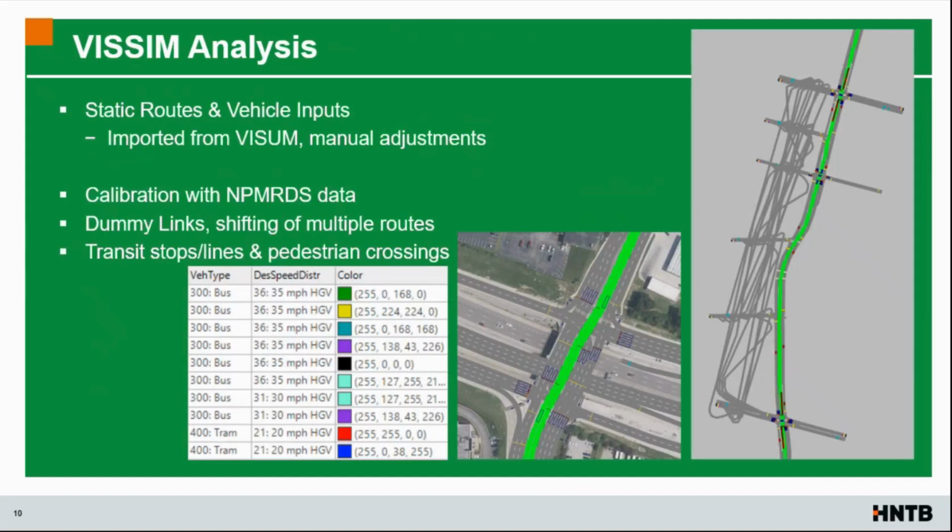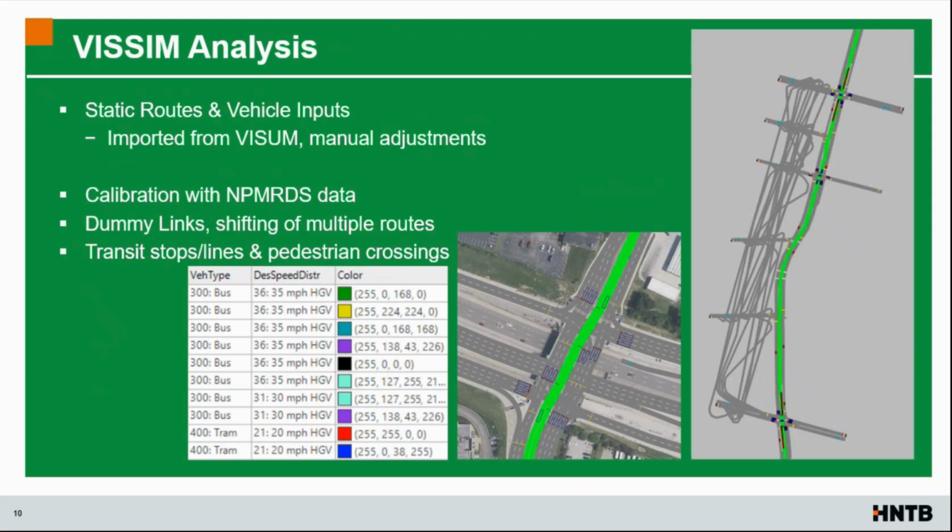So the routes were imported into Vissim from Vazoom for the existing, and we had to make some manual adjustments to the route paths in some cases because it wasn't being brought into the correct link in all the cases. And we had to manually adjust those, but with the feature now where you can modify multiple routes at one time, that made it a lot easier.